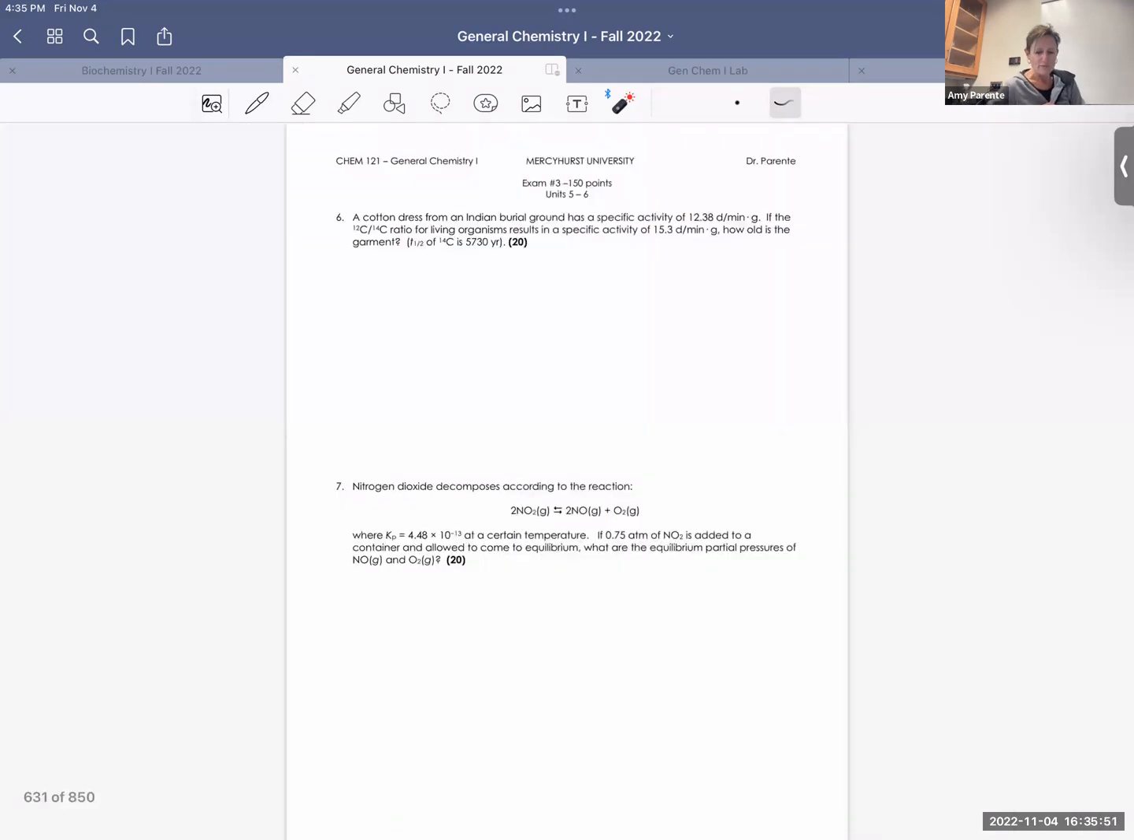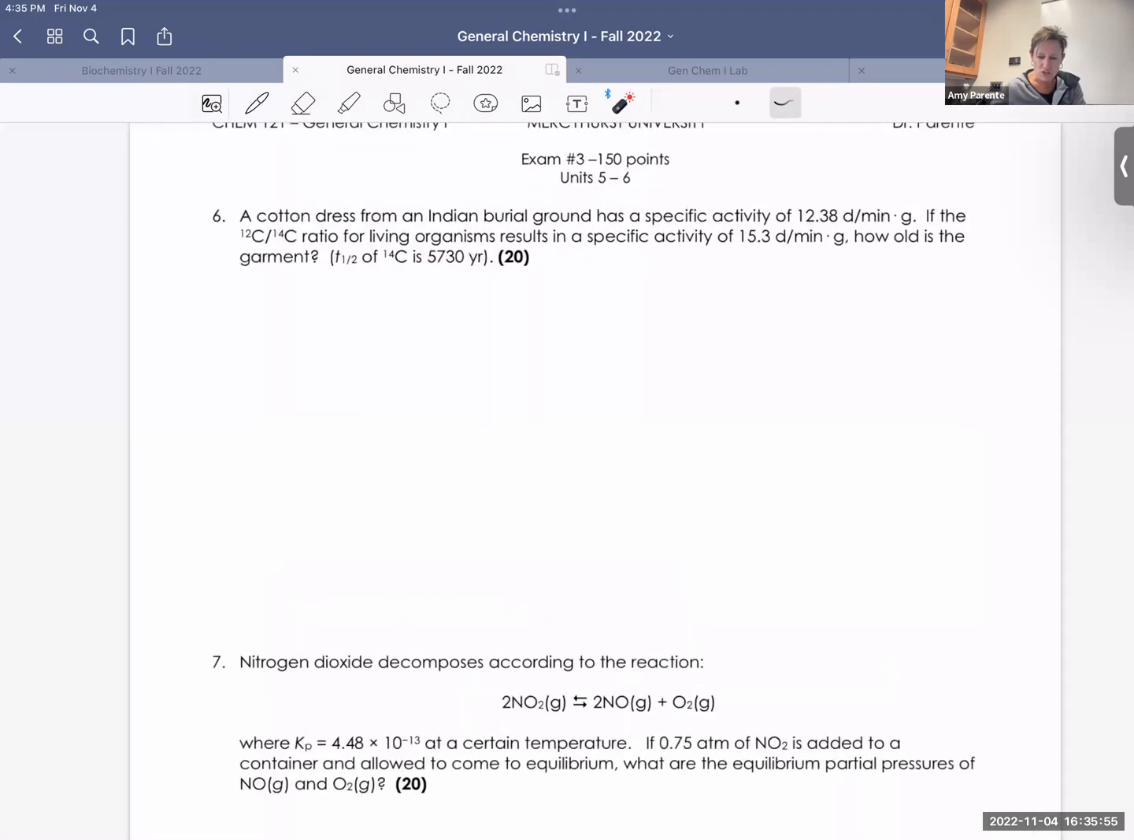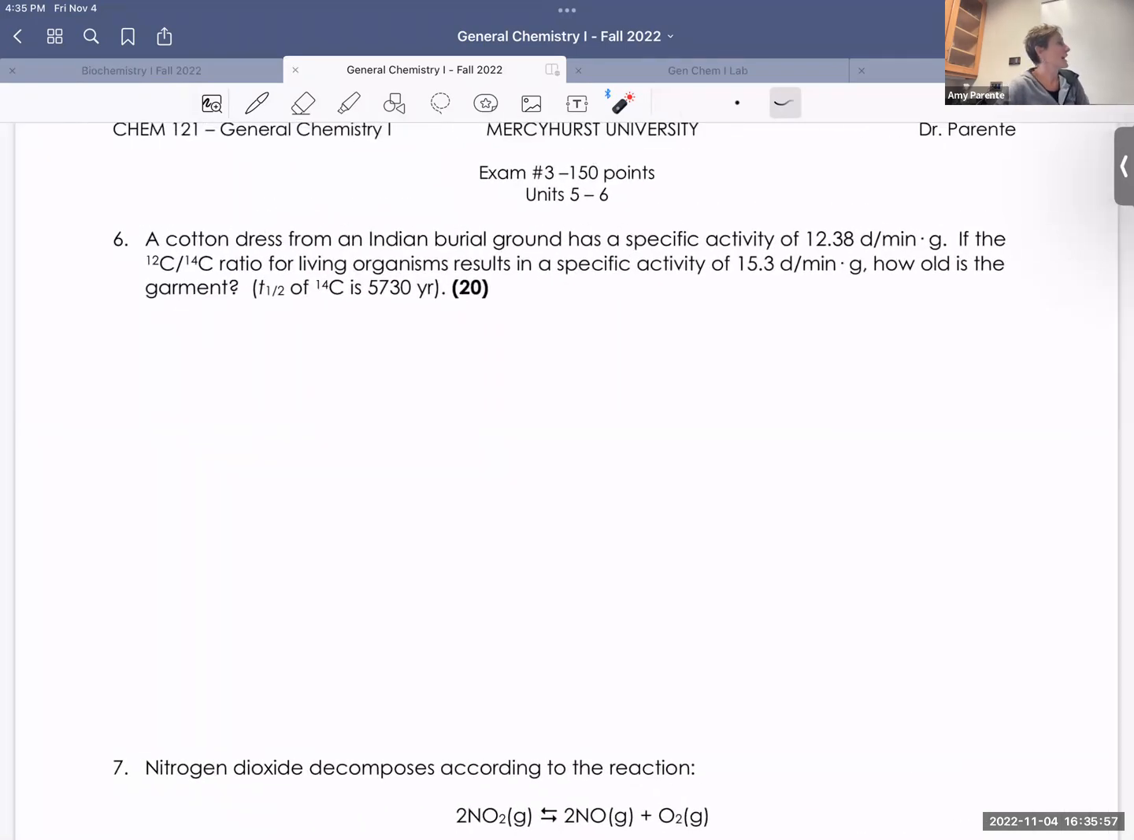Okay. We have two problems here, and hopefully when you look at these problems, you're going to see a problem that's going to ask you to figure out how old something is. These are always going to be first order processes when we're talking about dating something. Okay, so that's always going to be that ln set of equations.